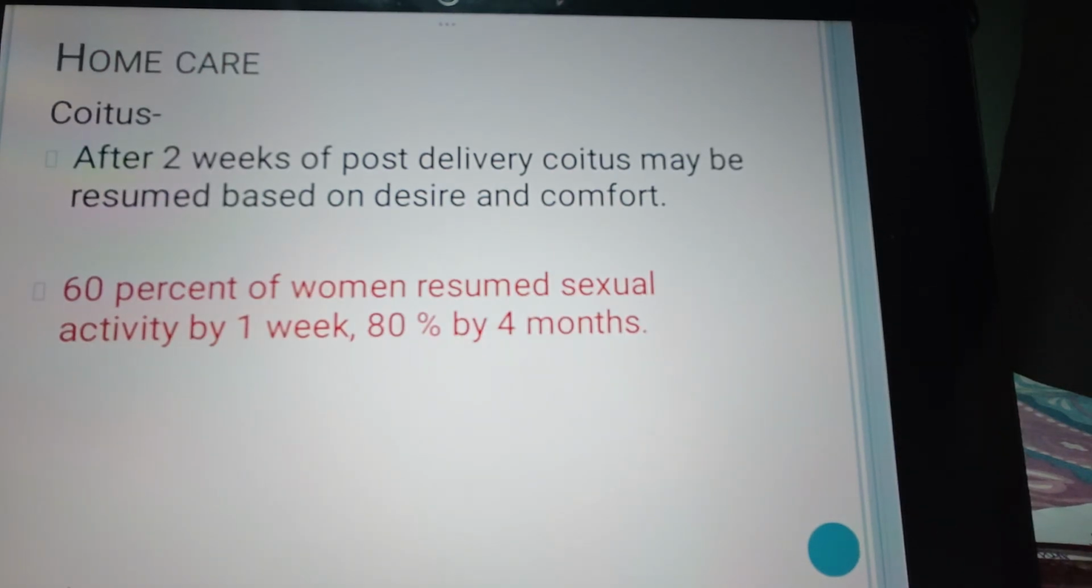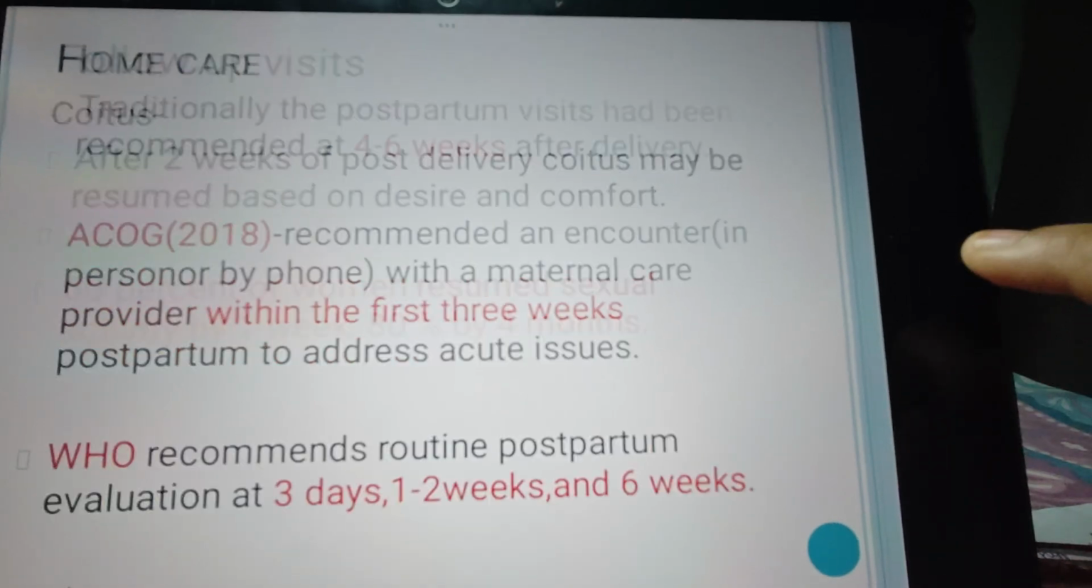Now for coitus resumption, after 2 weeks of post-delivery, coitus may be resumed based on desire and comfort, and 60% of women resume sexual activity by 1 week and 80% by 4 months after normal vaginal delivery. And after 2 weeks of post-delivery, coitus may be resumed.